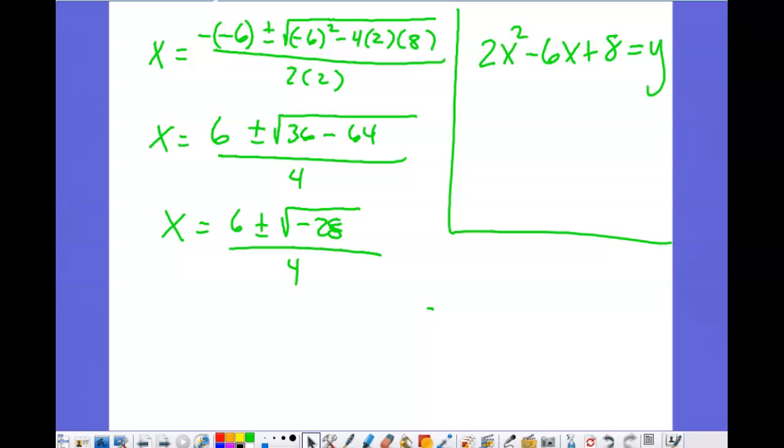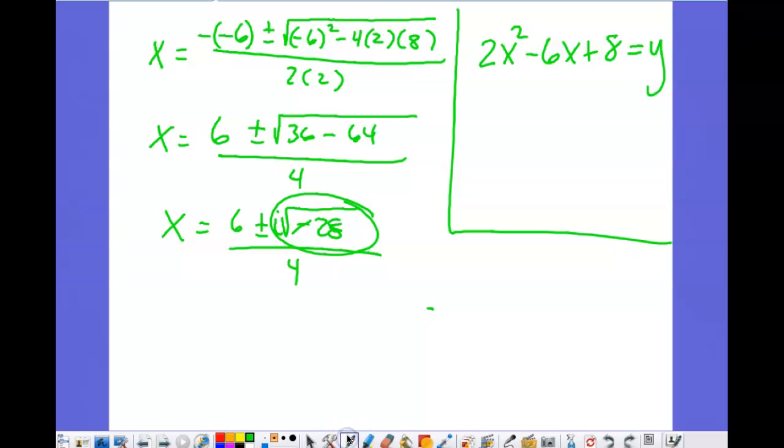Now, at this point, do you guys remember what to do when there's a negative in there? You just take that out, and what do you put in the front? An i. After that, just break it down like you normally would. Okay? So take out an i and then break it down like you normally would.